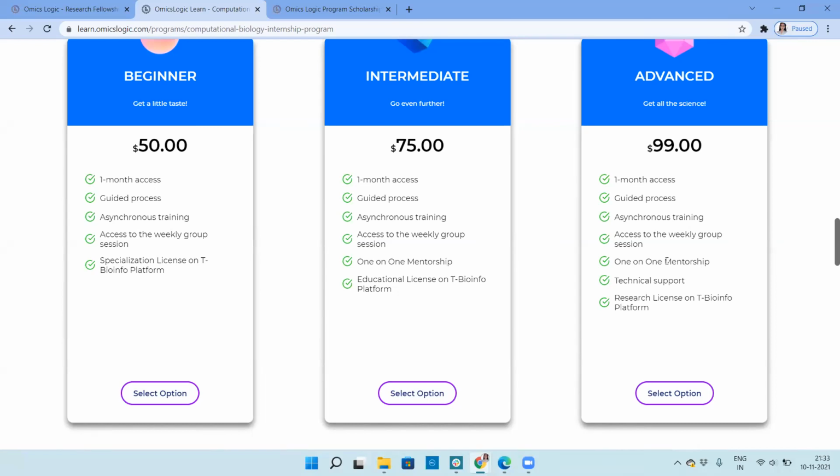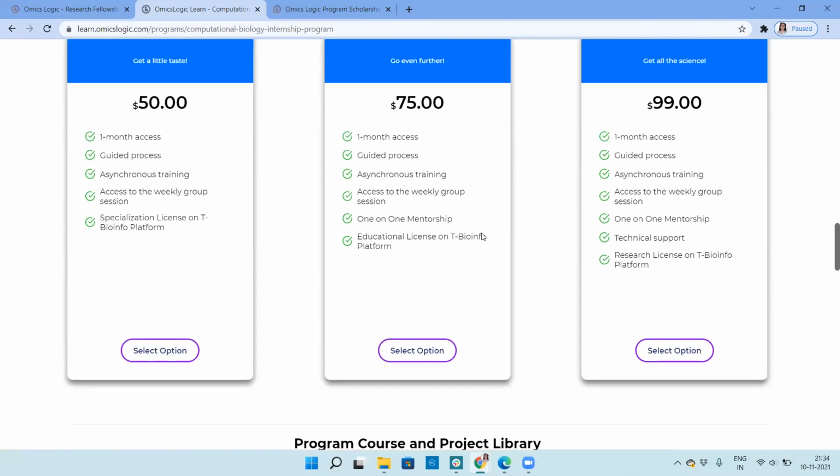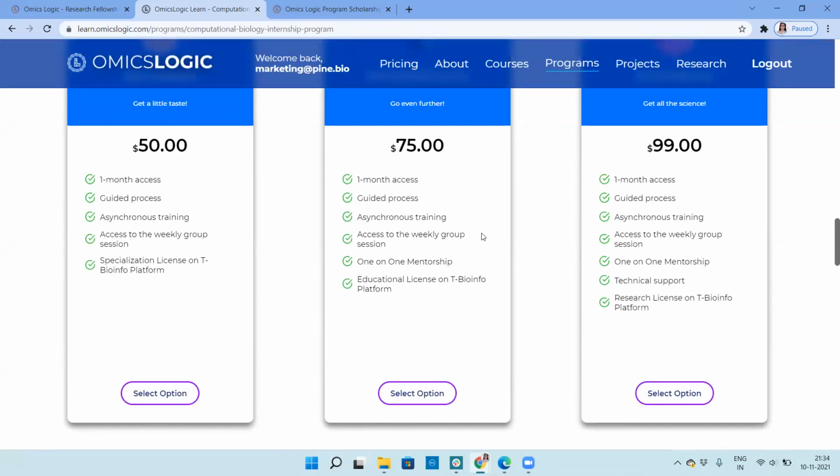In a research license, if you are generating your own data, or you are from a lab or maybe a PhD student, then you can upload your own data using an FTP account and carry out the analysis. So this is the page where you can enroll yourself by taking up any of the licenses that you would like.